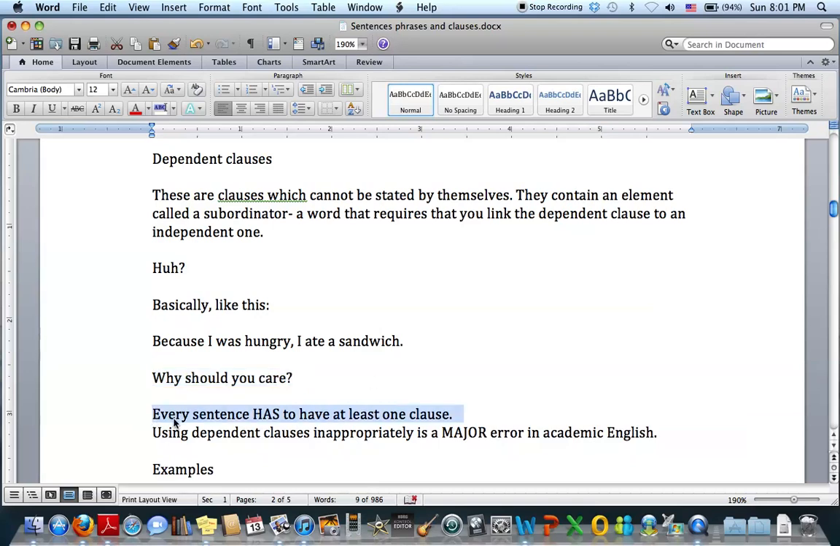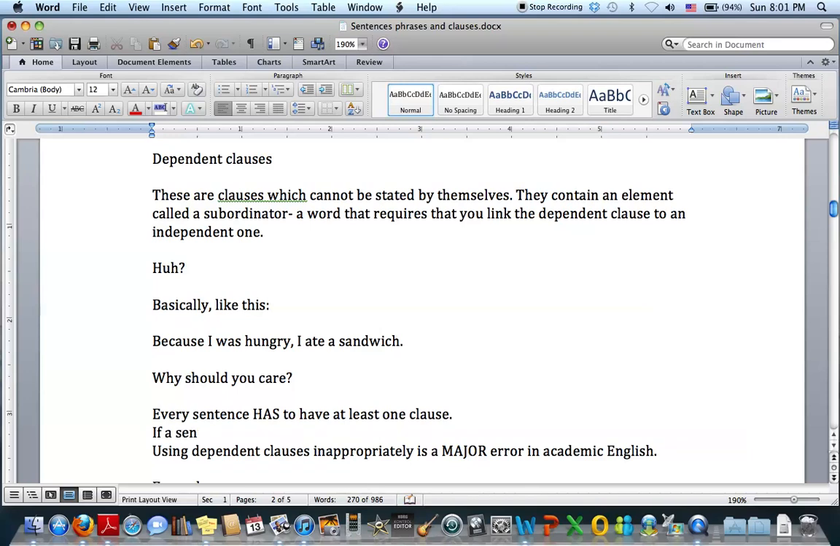Think of it like this. Anytime you're writing any sentence, every sentence has to have at least one clause. So we need to think about clauses in that case. And let's think about this. If a sentence has only one clause, maybe you can fill in the rest of the sentence for me. If a sentence has only one clause, what type of clause is it going to be? Dependent or independent? Tick, tick, tick, tick, tick. Hopefully you said it must be an independent clause, and that's the bottom line.